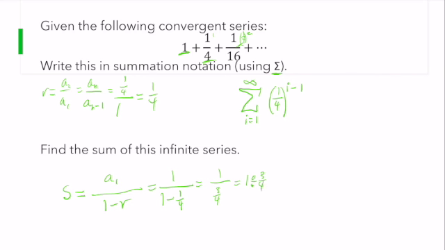Well, what do I do when I'm dividing fractions? I keep the first fraction the same. I change from division to multiplication, and I flip the second fraction. So the sum of this convergent series is 4/3.